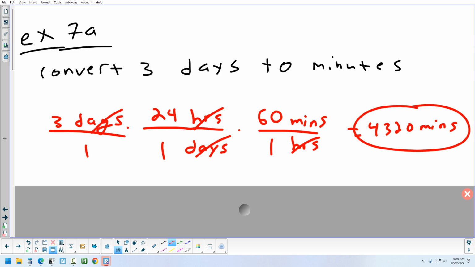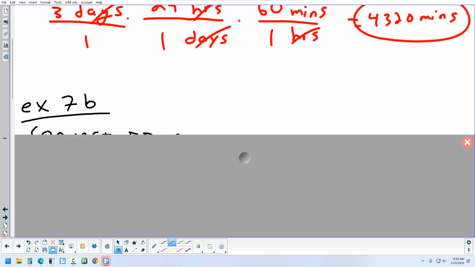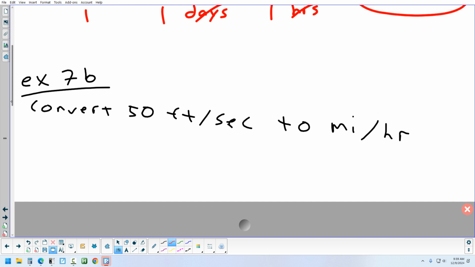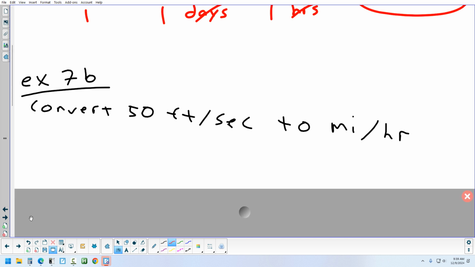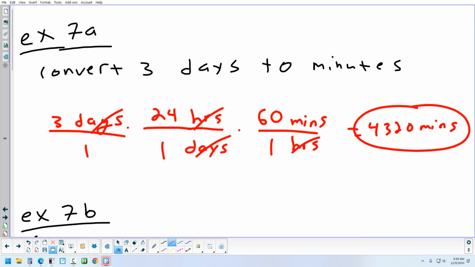Okay, any question on that one? Okay, 50, actually, can somebody read that to me? How do you read that? 50 what? Right, that's 50. A lot of times you read the division line as "per." That means you're going to be traveling 50 feet in 1 second.